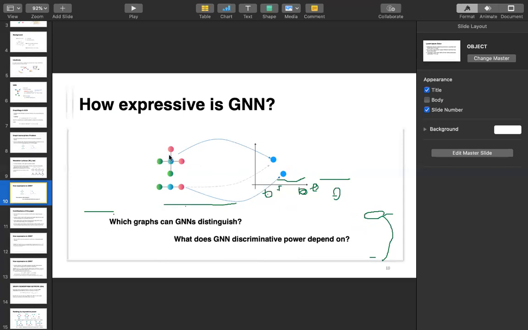Here, we can see the graph structures are obviously different, so we want the GNN to map them to 2 different locations in the embedding space. And if the graphs have exactly the same structure, then we want the GNN to map them to the same location in the embedding space.